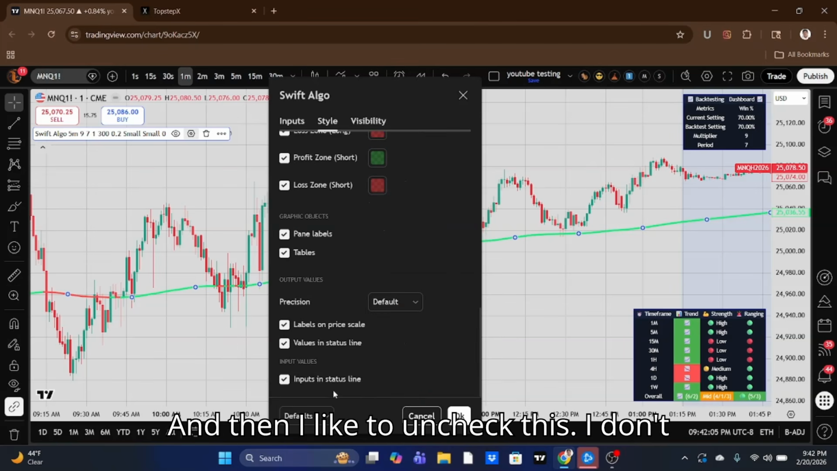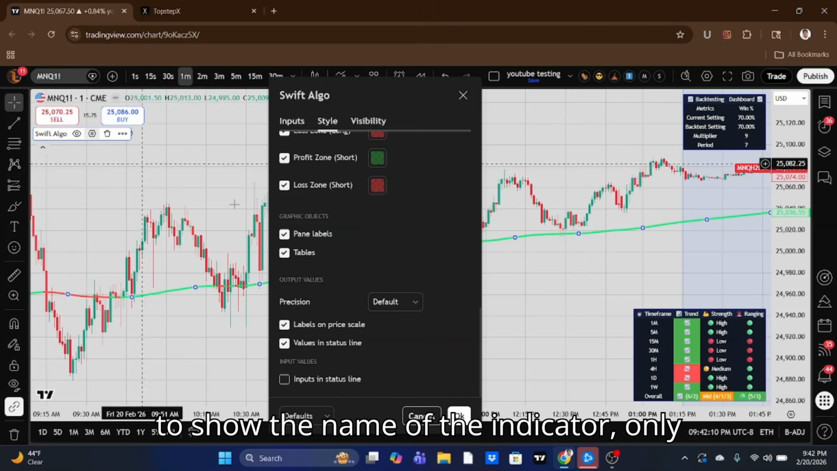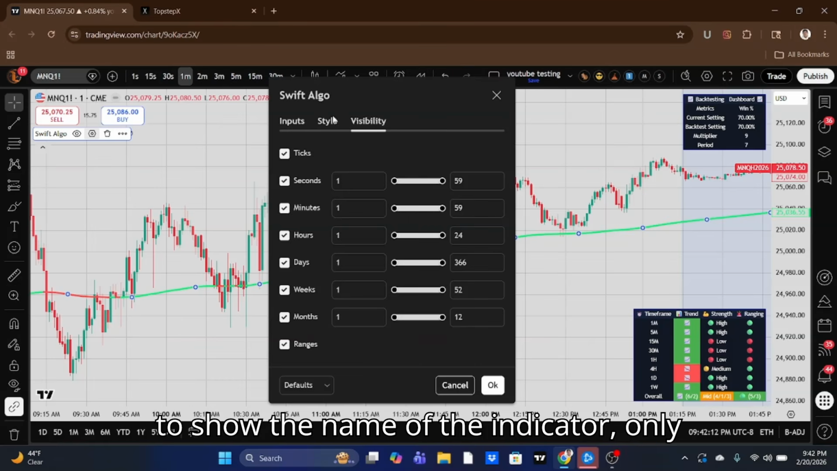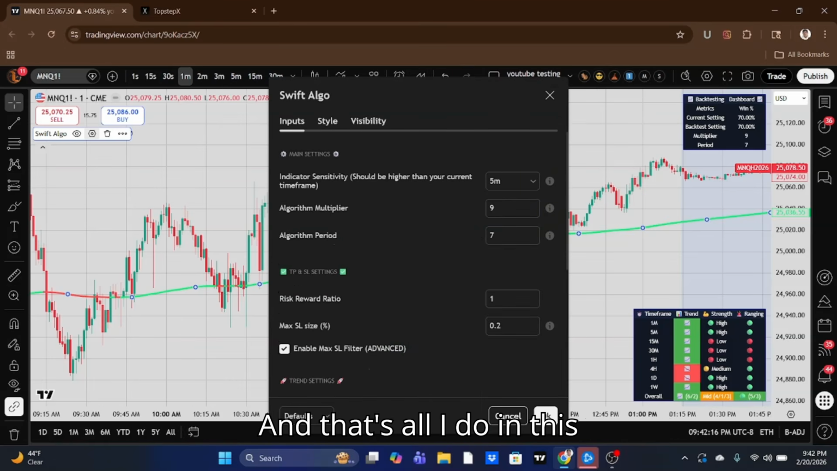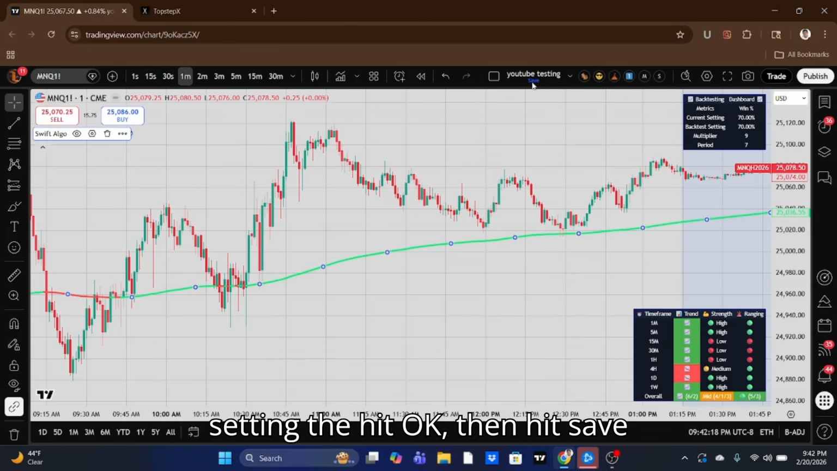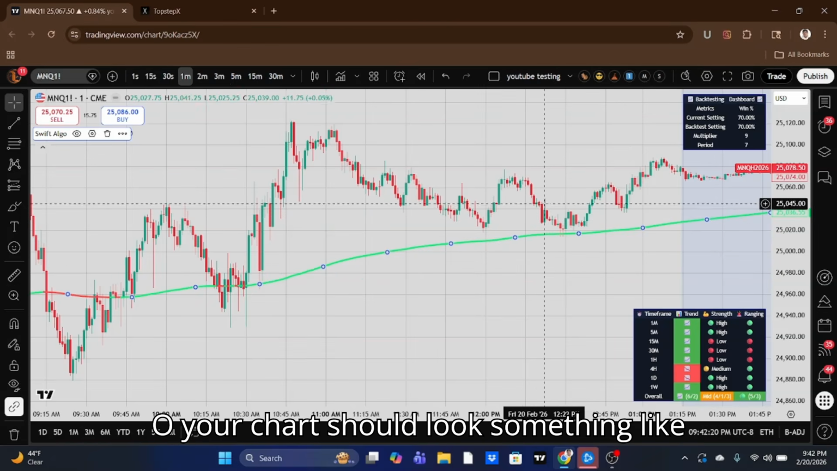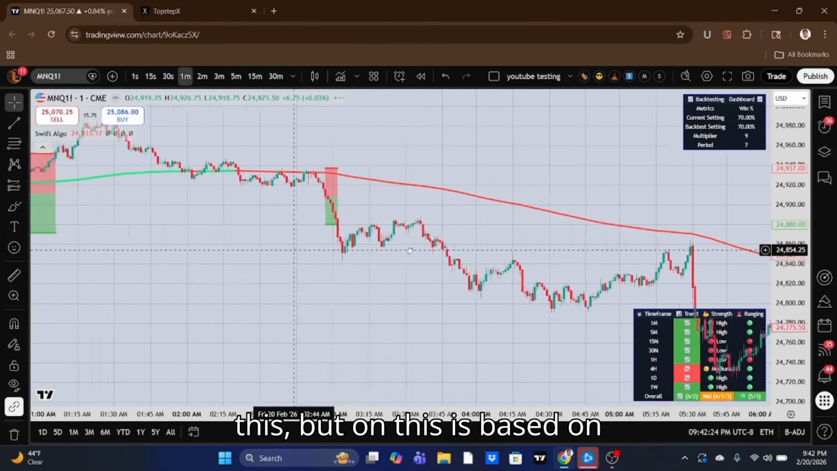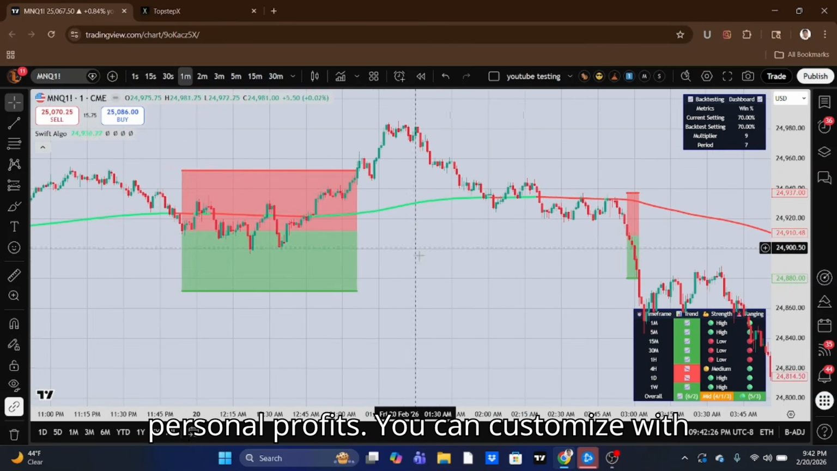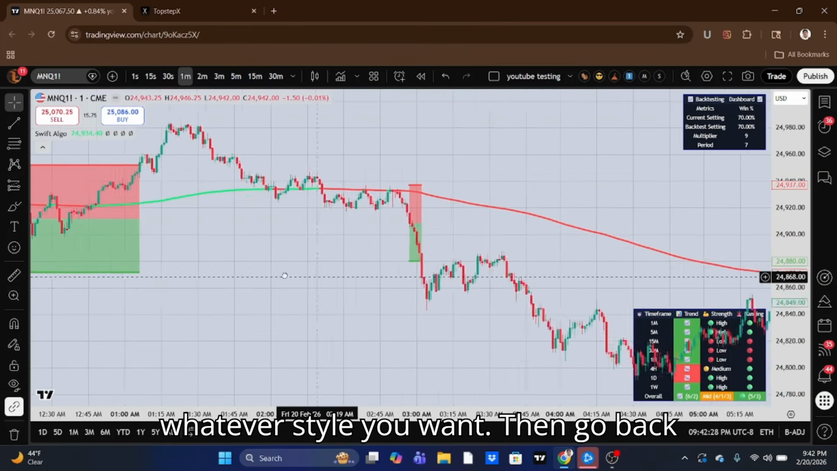And then I like to uncheck this. I don't really need this extra data. I just want to show the name of the indicator only. Then visibility, I keep that unchanged. And that's all I do in this setting. Then hit OK. Then hit save. So your chart should look something like this. But this is based on personal preference. You can customize with whatever style you want.